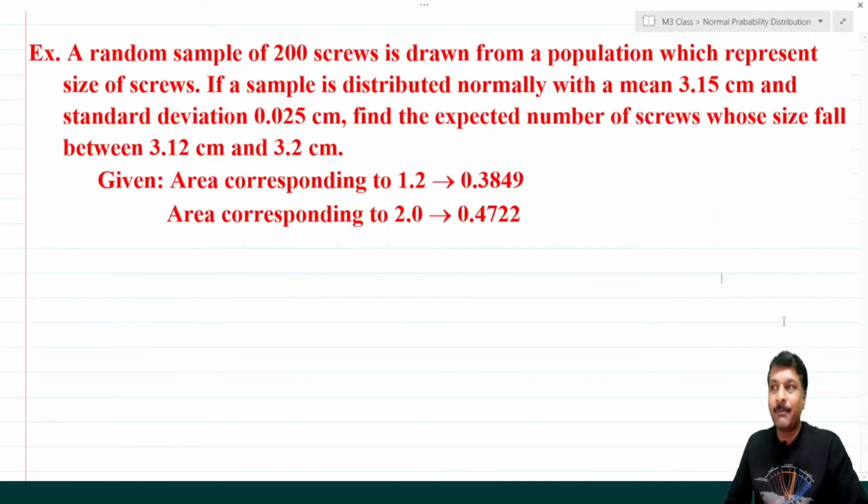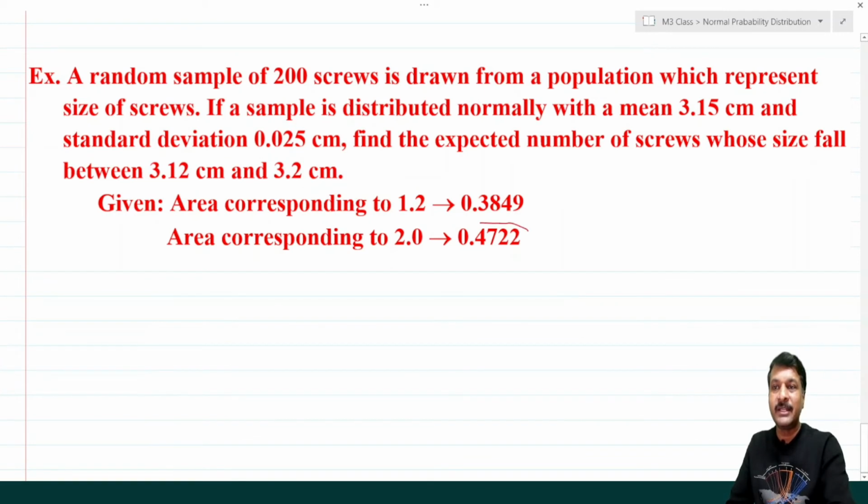So next example, a random sample of 200 screws is drawn from a population which represent size of screws. If a sample is distributed normally with mean 3.15 cm and standard deviation 0.025 cm, find the expected number of screws whose size falls between 3.12 cm and 3.2 cm. Area corresponding to 1.2 is given 0.3849 and area corresponding to 2.0 is given 0.4722.